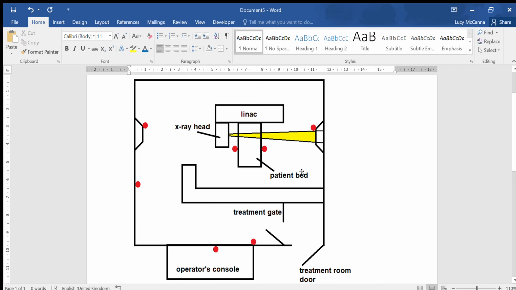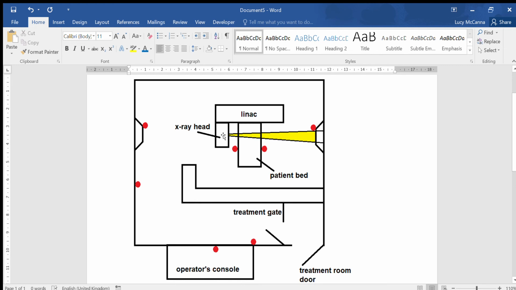So last of all, in this diagram, we've got all these red blobs. What these indicate are emergency off buttons. As you can see, there's loads of them. They're put in strategic places. So the first one I'll talk about is near this beam here.